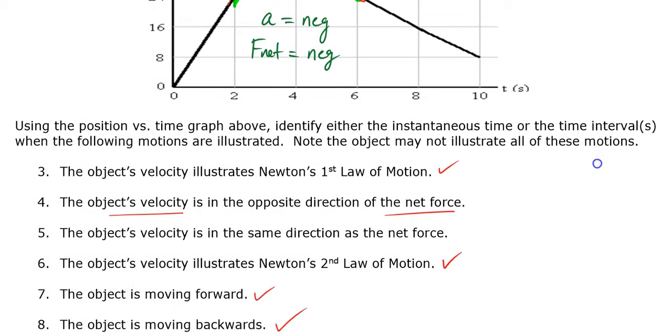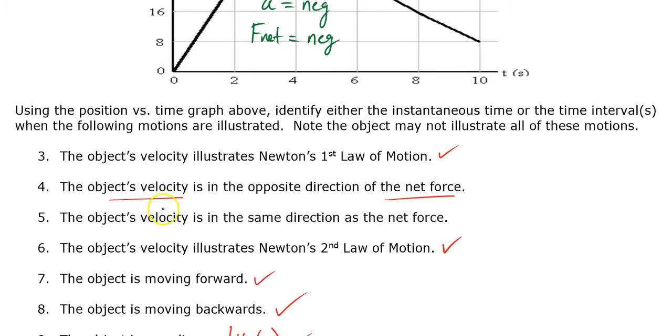Alright, so let's answer the question. When is the velocity positive and the net force negative? The net force is never going to be positive in this problem. It's always negative between 2 and 6. So opposite, we're looking for a positive velocity. Which time interval has a positive velocity? 2 to 4. So that's really the toughest question out of all these questions.